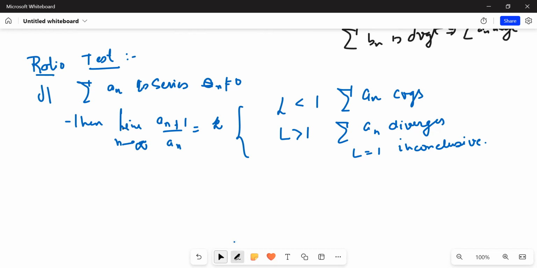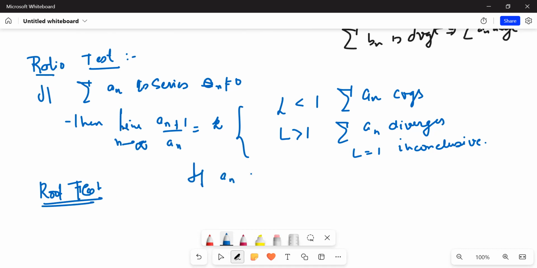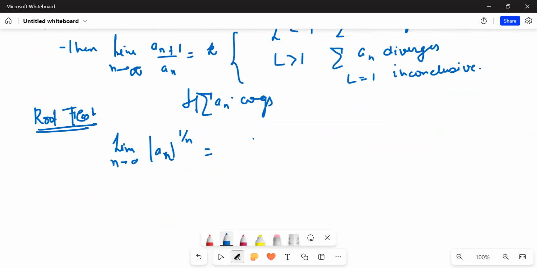Now let us take another test, and this is called the root test. So sorry, root test. Now root test does what? If I want to see whether my summation An converges or not, what I'll do is take the limit n tends to infinity of modulus of An raised to power 1 upon n. And if this limit turns out to be L and L is less than 1, then it is convergent. If L is greater than 1, then it is divergent. And if L is equal to 1, then it is inconclusive.